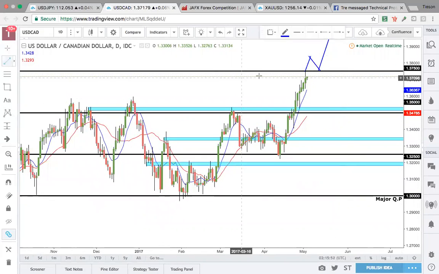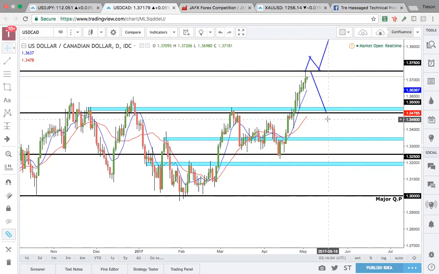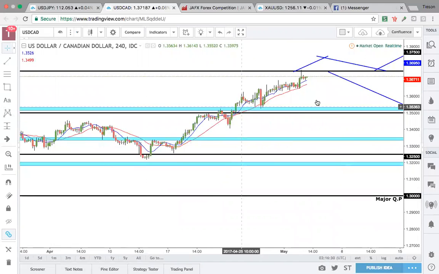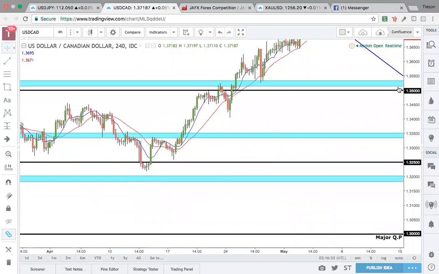Or we could see it reverse now and drop down. This could act as support and it could continue back up, or it could break below, retest, and then continue dropping. And remember, this is a daily time frame, so each one of these little candles represents one day. Each candle represents one day, meaning this is a longer period, which means it requires more patience. I always tell people, I can't stress it enough: patience, patience, patience. That's how you're going to make the most money, is simply off of patience.